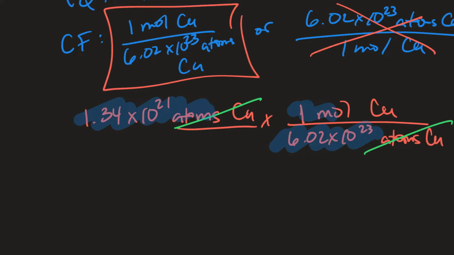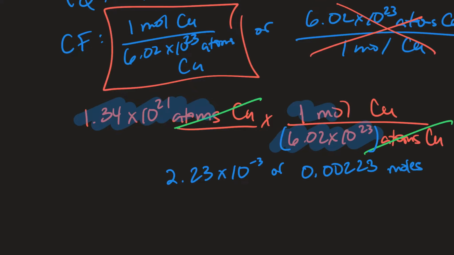Now, depending on your calculator and how you type this in, you need to make sure that you put the denominator in parentheses, so that your calculator sees it all as one number instead of two. When you type this in correctly, you should get 2.23 times 10 to the negative third, or 0.00223 moles of copper. All right, and that would be the answer there.